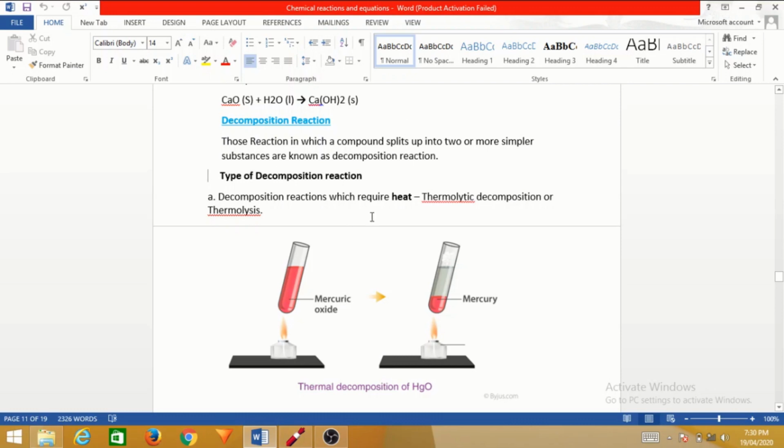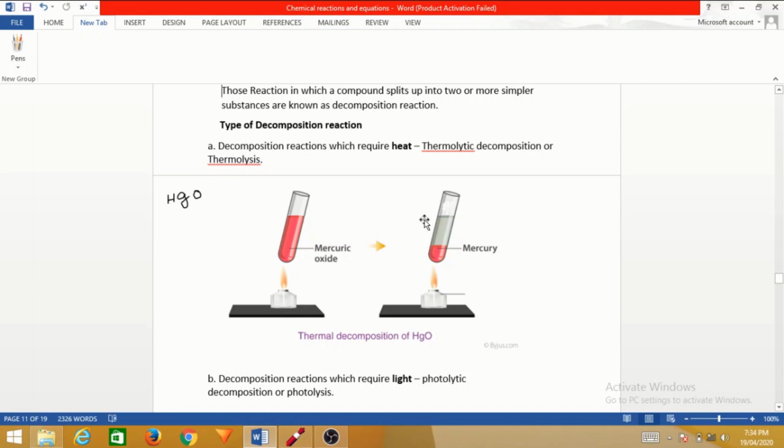So the first type, where the energy is heat, decomposition reaction which requires heat. This kind of decomposition reaction is called thermolytic decomposition or thermolysis. You can see here one example. This is HgO, mercuric oxide.